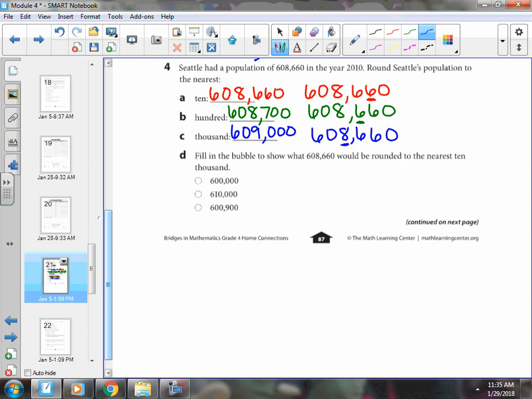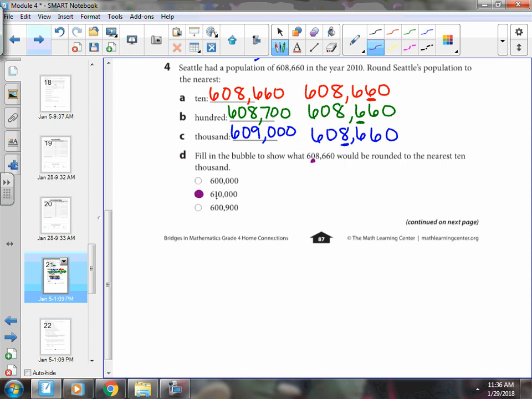1,000. Letter D, fill in the bubble to show what 608,660 would be rounded to the nearest 10,000. So underline the 10,000s place. And if you look at the digit that comes after, it's an 8. An 8 also tells us to bump it up. Bump that 0 up to a 1. I see that right there.